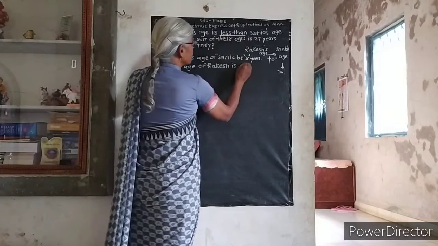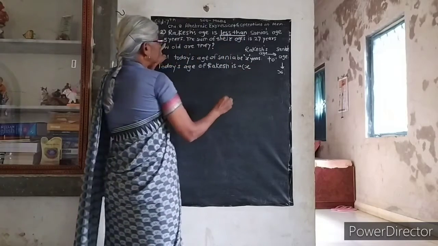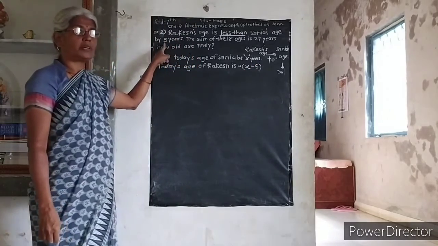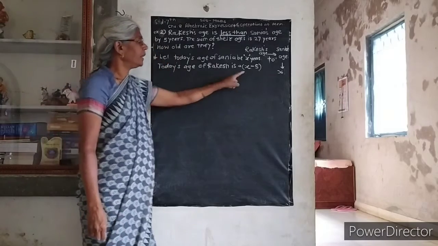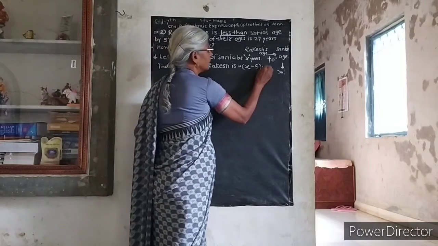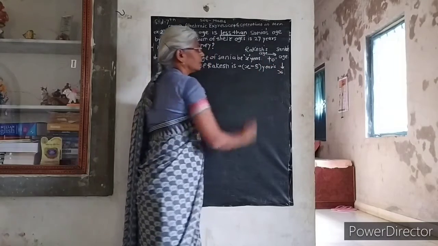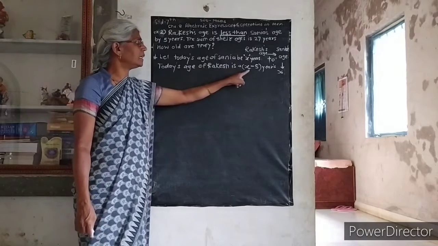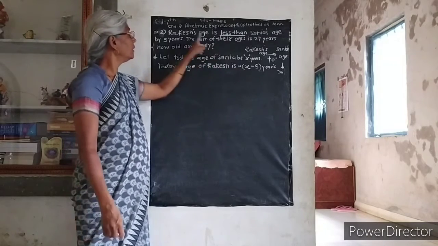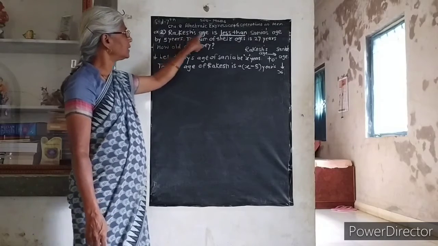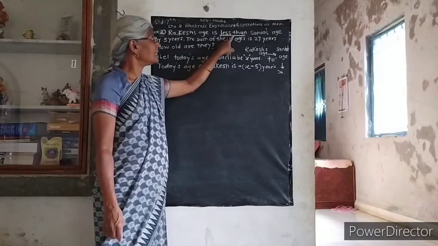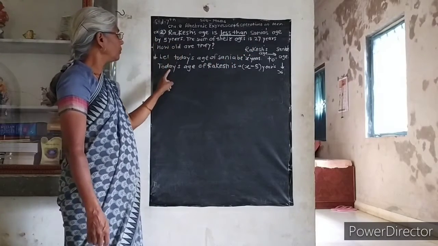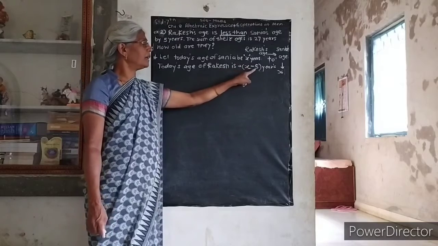Less than means x minus 5. Read the words you are given first. x minus 5 years. See again, today's age of Rakesh is x minus 5 years. Why? Given in the word problem, Rakesh's age is less than Sania's by 5 years. Therefore, today's age of Rakesh is x minus 5.